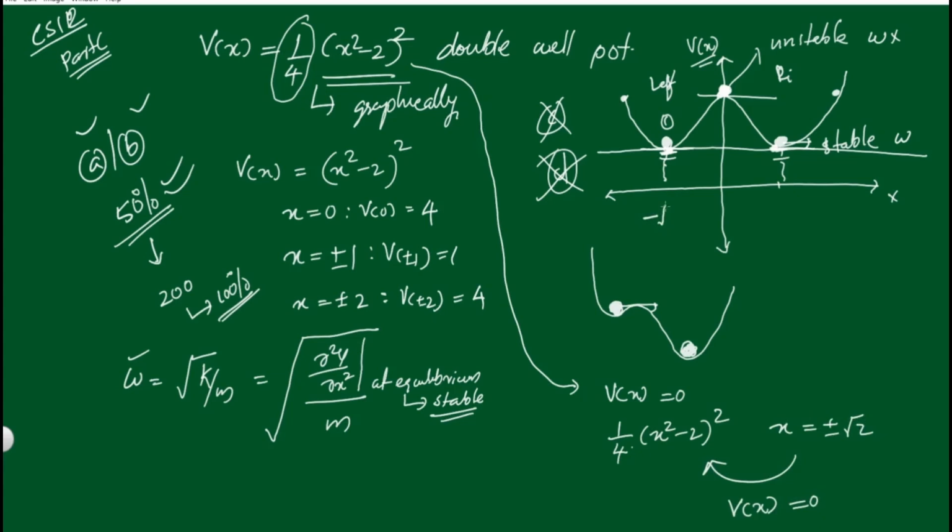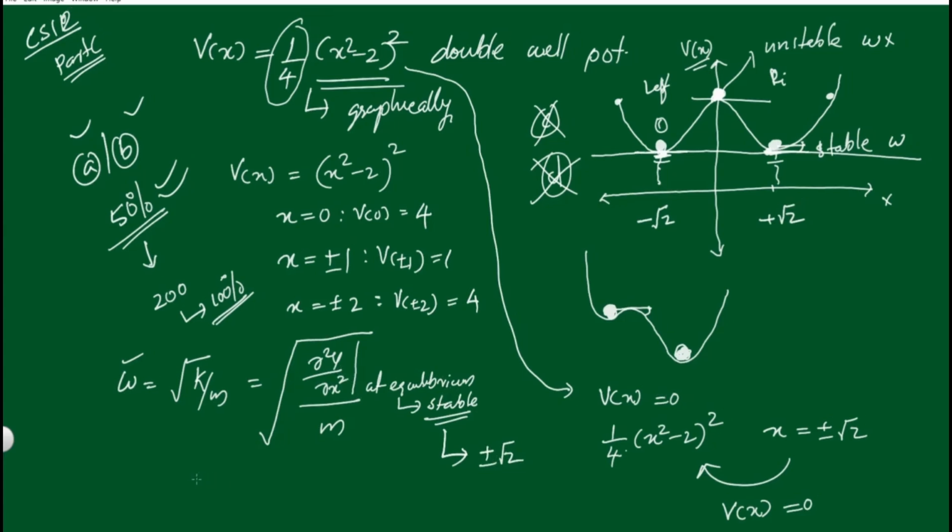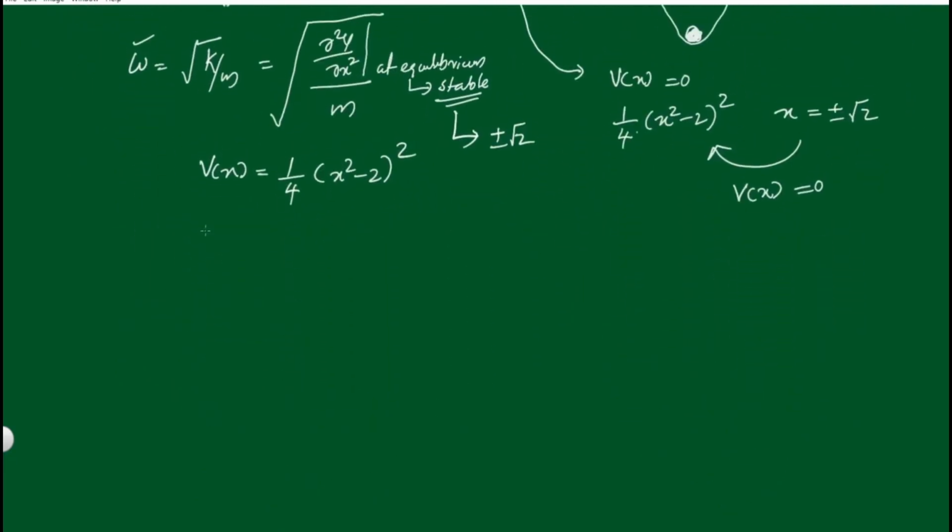So these two are the x values corresponding to the stable equilibrium points, minus root 2 and plus root 2. So we got the stable equilibrium point value, that is plus or minus root 2. That value we have to substitute in dou square V by dou x square. And here we know V of x equals 1 by 4 into x square minus 2 whole square.